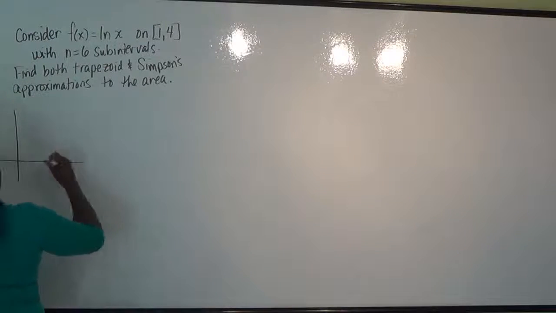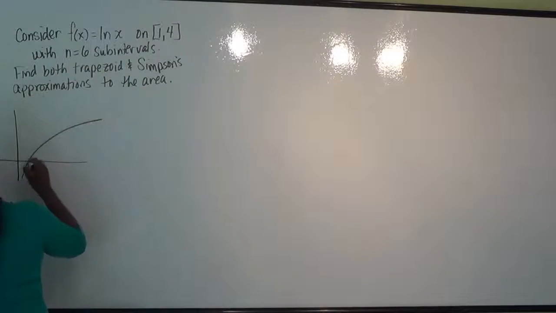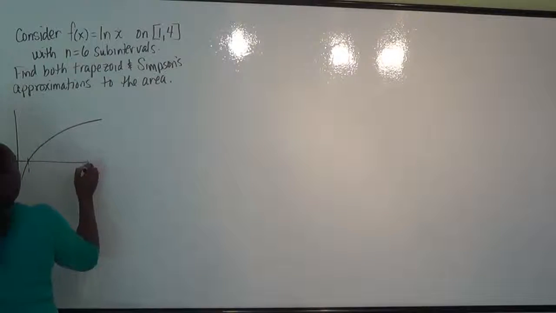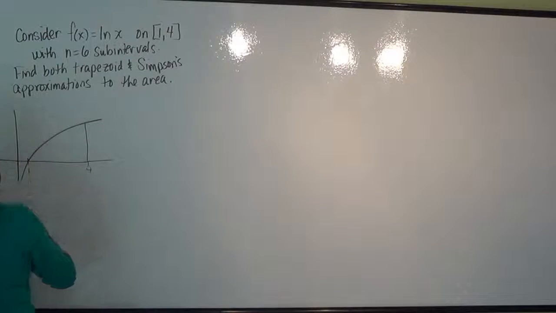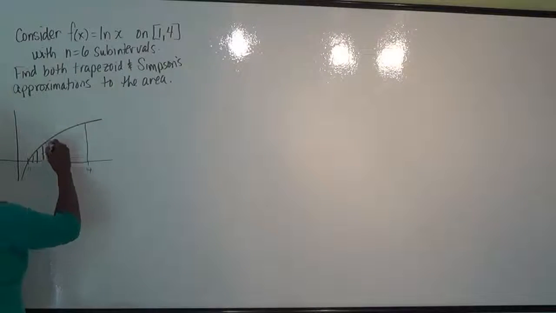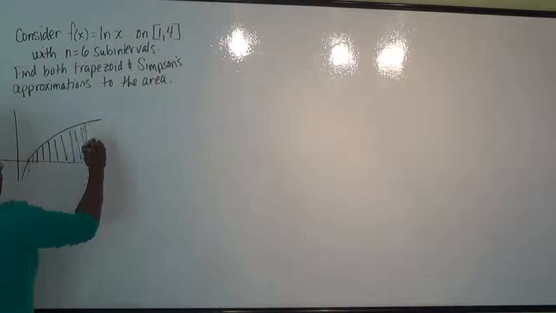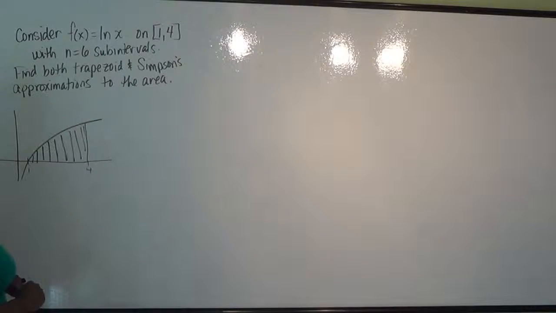Okay? So just kind of getting a sketch of what this is looking like. If we look at our natural log curve, we know it's going to do something like that from 1 to 4. And so we really are looking at the area in this region in here. We know that region is going to be bigger than 1. We want to get an approximation for this.